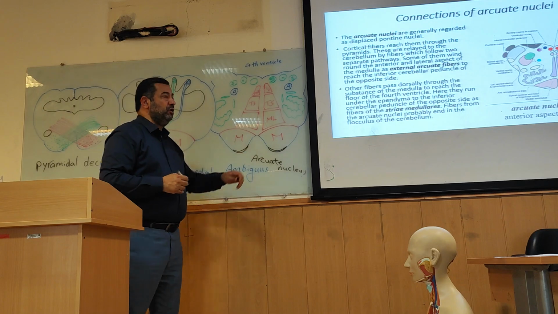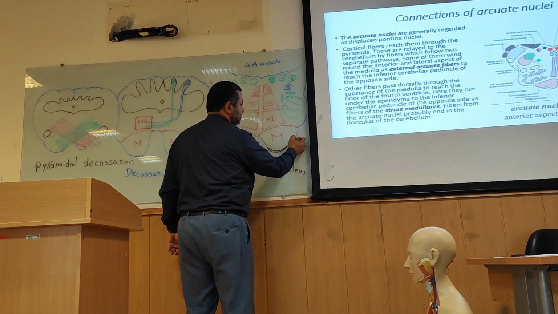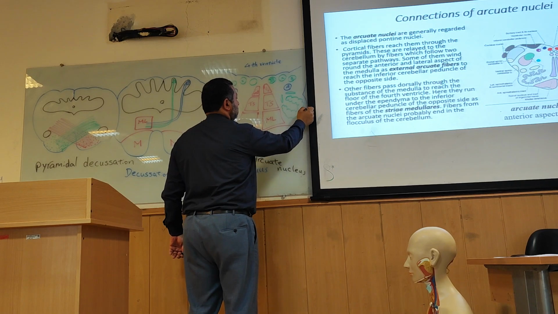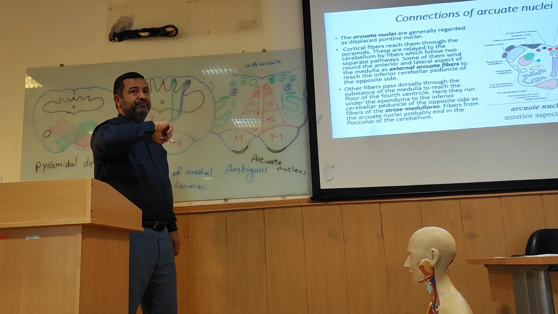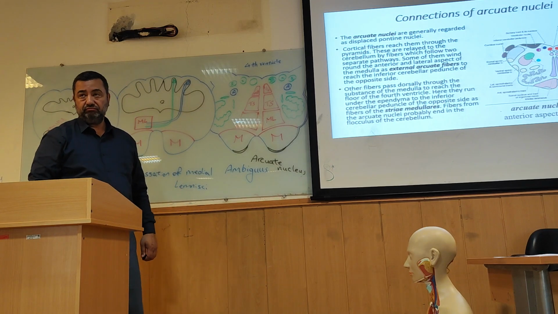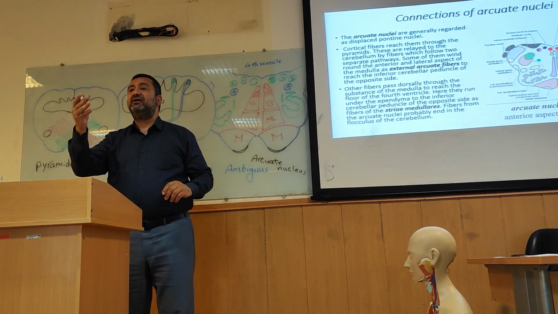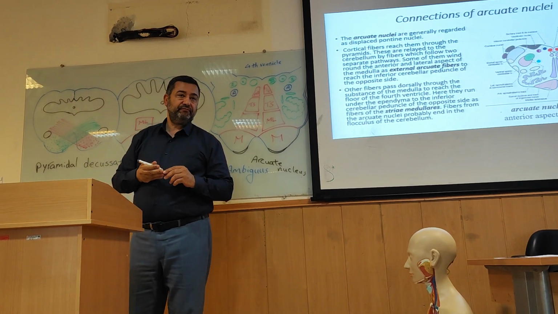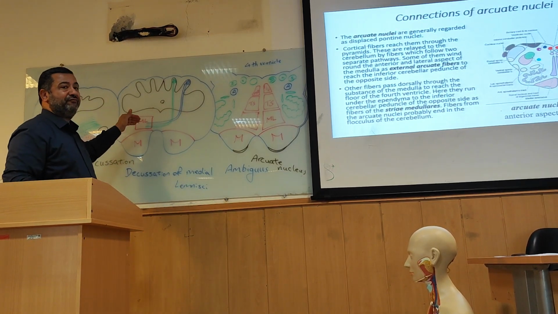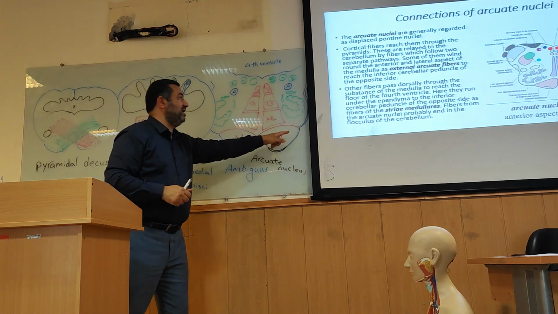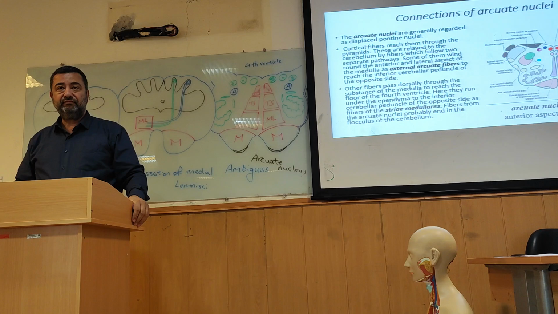Fibers of the arcuate nucleus go to the lateral surface of the medulla oblongata and, from the inferior cerebellar peduncle, go to the cerebellum. These fibers make external arcuate fibers. Okay? This is internal arcuate fibers and this is external arcuate fibers. Okay?